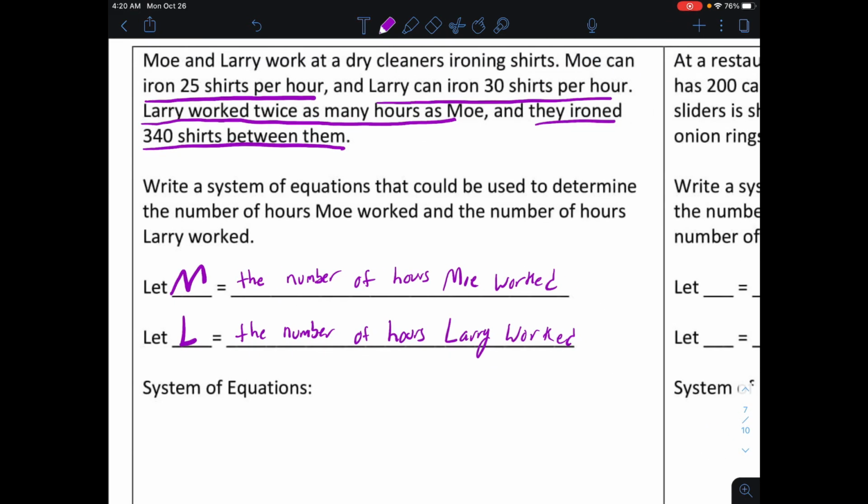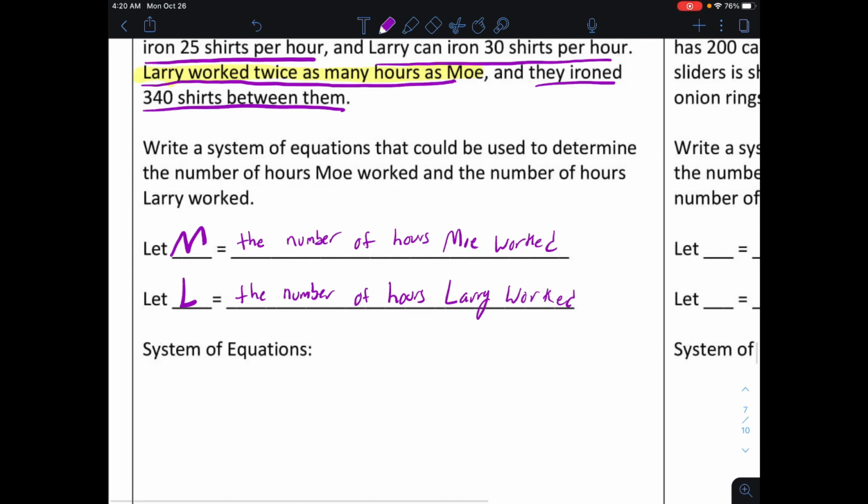Now we're ready to start writing our equations. One of the first things that comes to my mind is that Larry worked twice as many hours as Mo did. So we're going to write that as an expression: L is going to equal 2 times M.